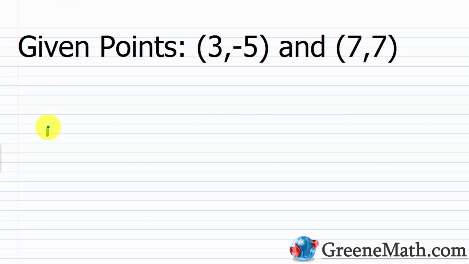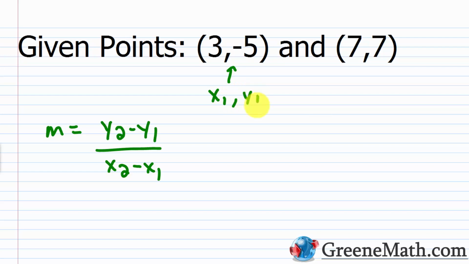So m is equal to what? It's the change in y values, so y sub 2 minus y sub 1, over the change in x values, x sub 2 minus x sub 1. Right? So the change or difference in y values over the change or difference in x values. So I can label this as x sub 1, y sub 1, and this is x sub 2, y sub 2. Again, you can change that up, it doesn't matter.